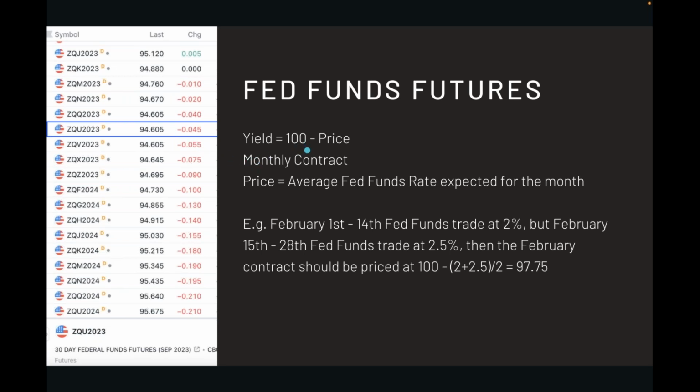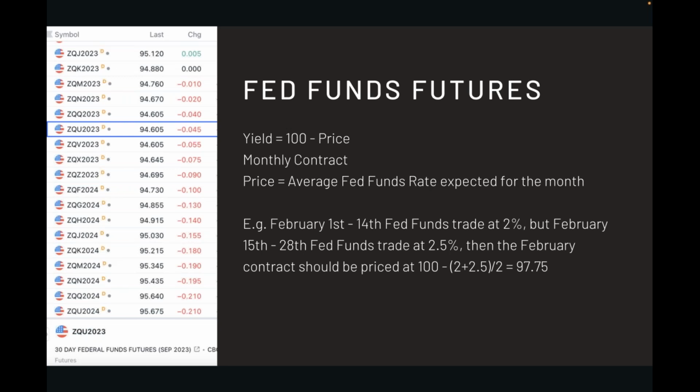So obviously the Fed meetings are in between the month. It's not always at the month end or the month beginning, so it could be the middle of the month. And the way this contract really works is an average of the Fed funds rates every single day throughout the month.